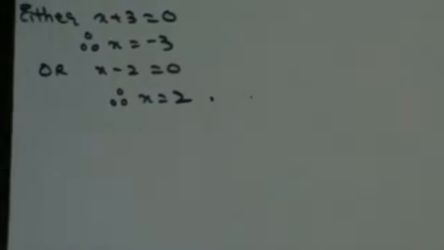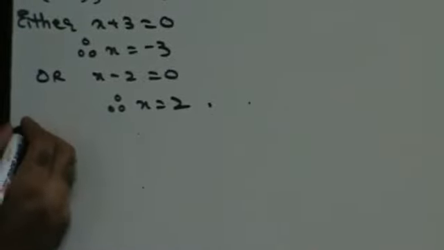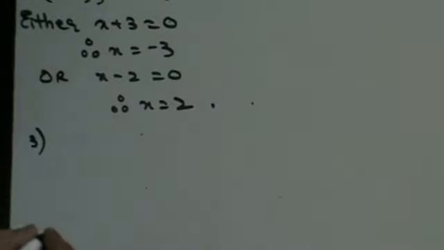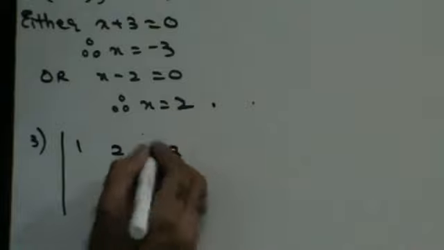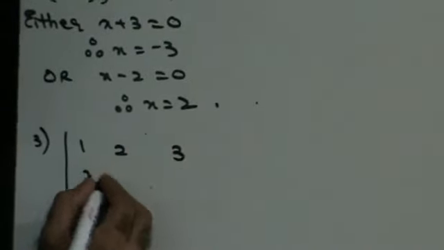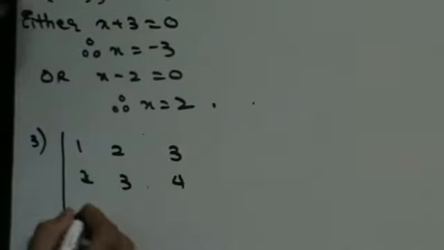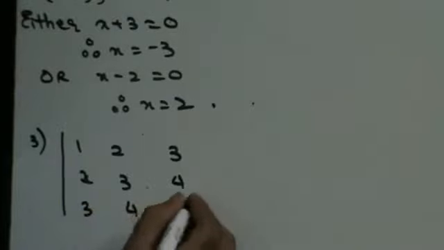Next, let's see another sum, guys. Now this was how you would solve a 2 by 2 determinant. Right? How would you solve a 3 by 3 determinant? Let's see this. Now for a 3 by 3 determinant, I need to write, let's see this. This is 1, 2, 3, then 2, 3, 4, then 3, 4, 5.